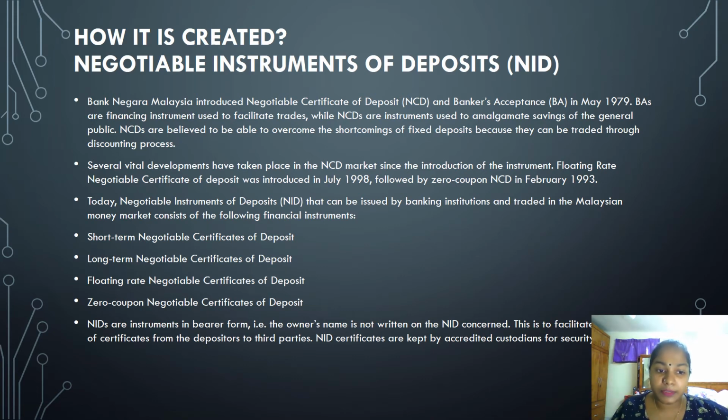Negotiable instruments of deposit come in various forms. For example, the owner's name is not written on the NID concerned. This is to facilitate the transfer of some of the certificates from the depositors to third parties. Negotiable instrument of deposit certificates are kept by the issuing bank for the customer for security reasons.